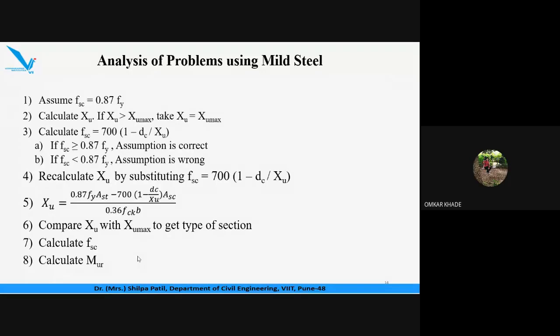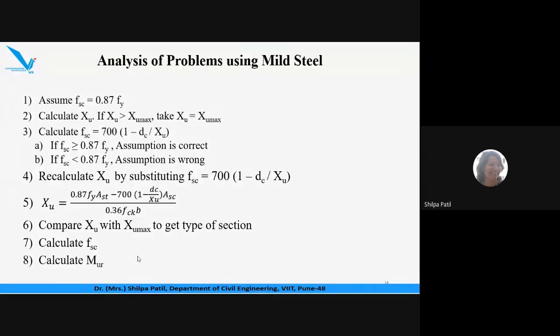Ma'am, if the FSC value is greater than or equal to 0.87 FY, then we don't recalculate the XU by substituting the formula again. The step 4, we don't do that, no? Yes, we don't need step number 4. If FSC is greater than 0.87 FY, it means our initial assumption is correct. And based on that assumption, we have already calculated XU. So there is no need to follow step number 4 and 5.